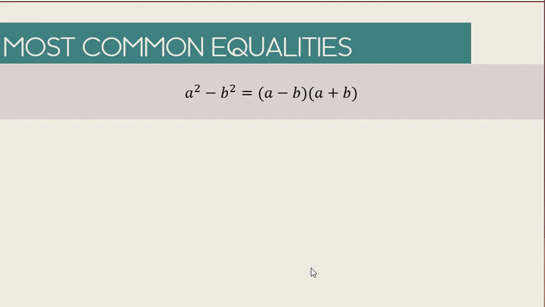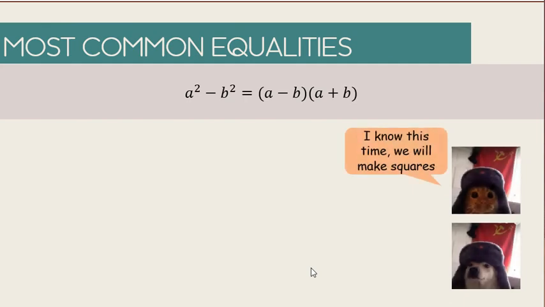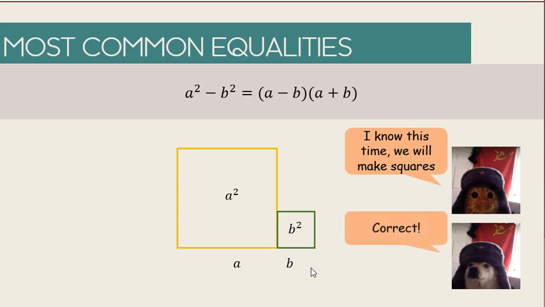And next, we will consider another proof for the equality a squared minus b squared is equal to a minus b times a plus b. This one is simple, simpler than the previous one. So stay with me. Don't run away yet. Okay, now this time the cat knows how to prove it. We will make squares. And the dog says that is correct, obviously.